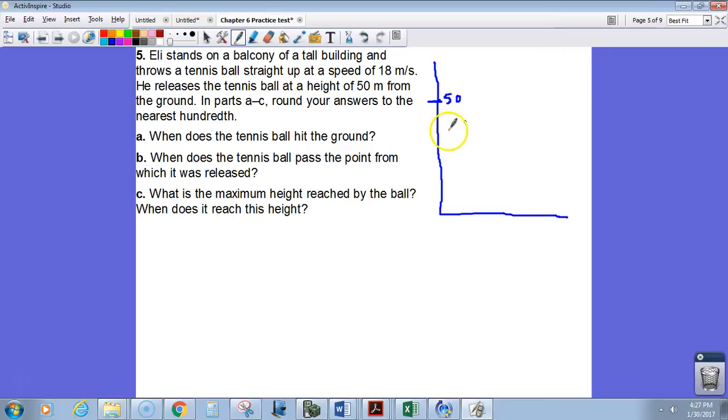So let's just do a quick sketch of what this looks like. He throws it here. It's going to go up a little higher. And then it's going to come down to the ground. And we're dealing with meters per second. So there's one thing we need to know. And if it doesn't tell you on the test, I'll give you this information.